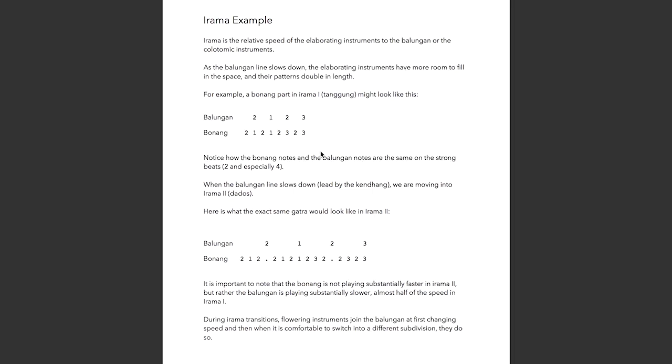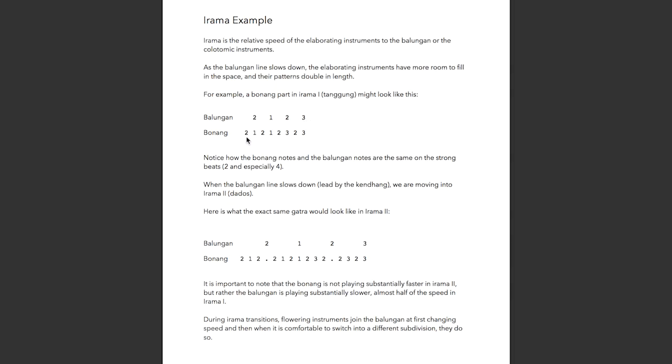Okay, so if we're looking at a particular instrument that is a flowering instrument and how it deals with irama, let's look at the example of bonang, because bonang has one of the simpler elaboration patterns. So let's take a look at this balungan line. Imagine our balungan part has 2, 1, 2, 3, ro, chi, ro, lu. If I'm in irama 1 or tanggung, then the bonang is going to play 2 notes for every 1 balungan note. And remember, the strong beat is always at the end, right? So our strong beats are right here for every 2-note part.